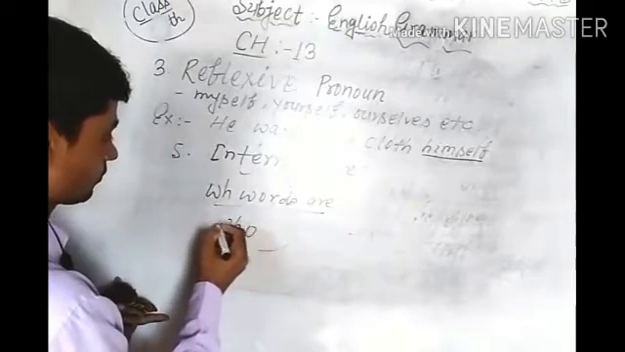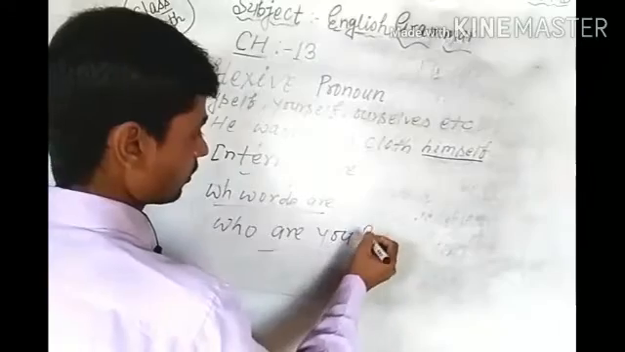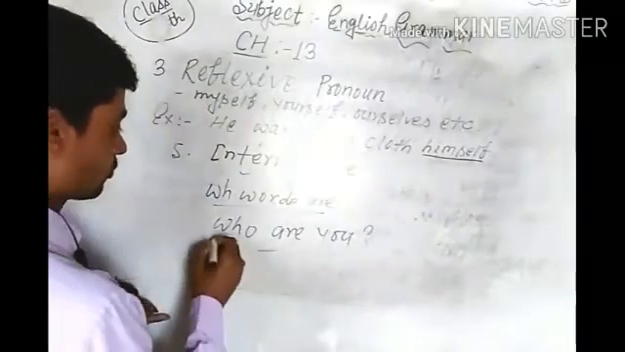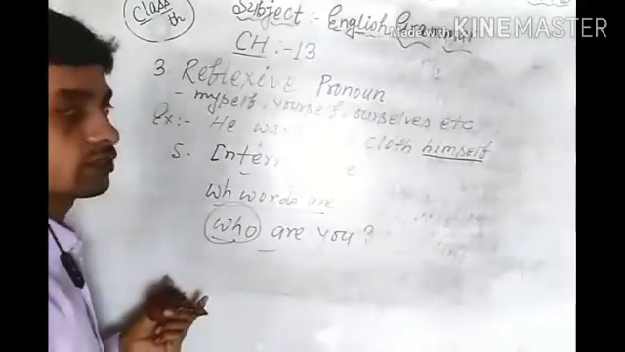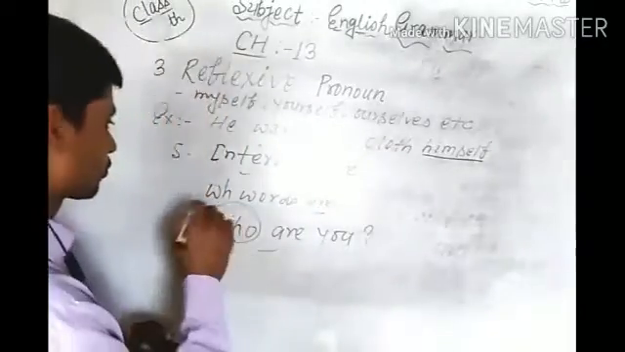Let's say, who are you? Okay, who are you? Okay, students, so in this sentence who is used as an interrogative pronoun. Okay, so it is clear.